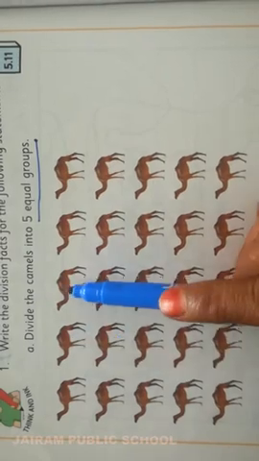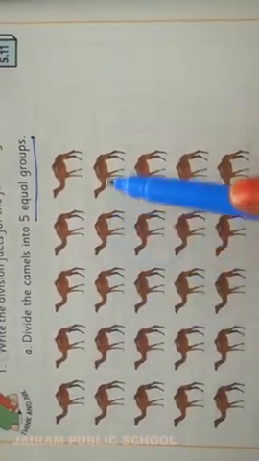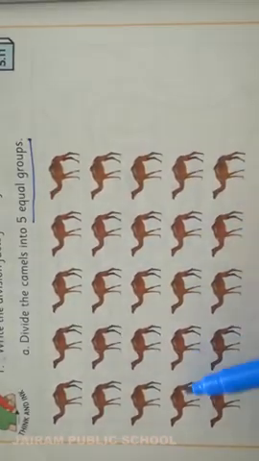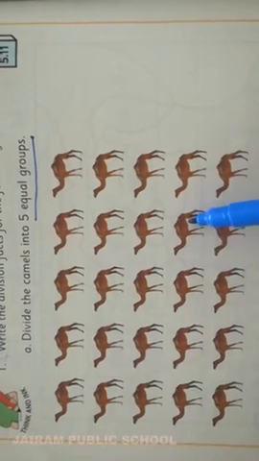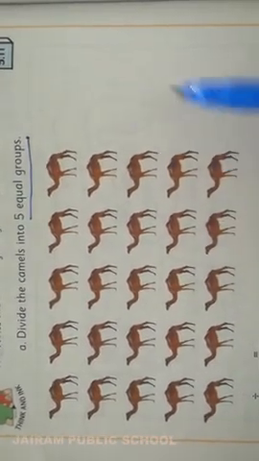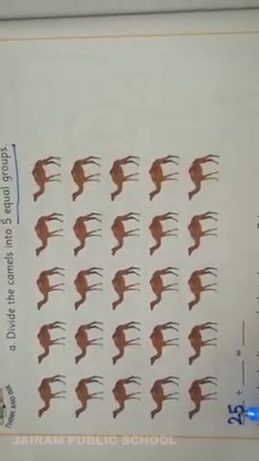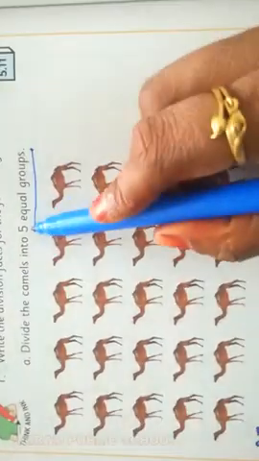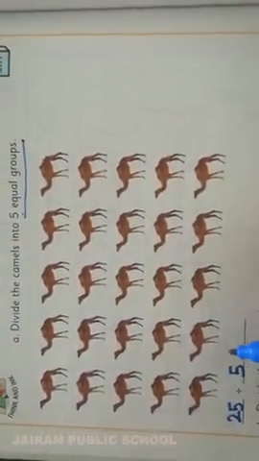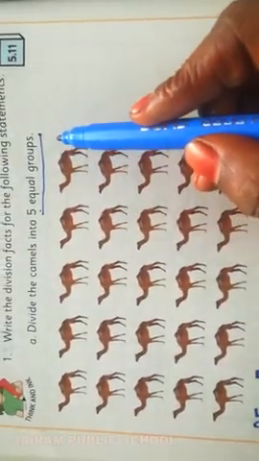1, 2, 3, 4, 5, 6, 7, 8, 9, 10, 11, 12, 13, 14, 15, 16, 17, 18, 19, 20, 21, 22, 23, 24, 25. For that, the total number of camels is equal to 25. Now, we have to group it as 5 equal groups. Now, we have to group it as 5 equal quantity.